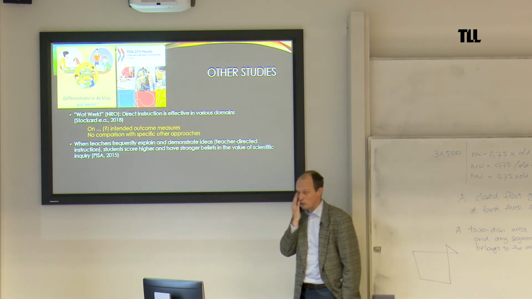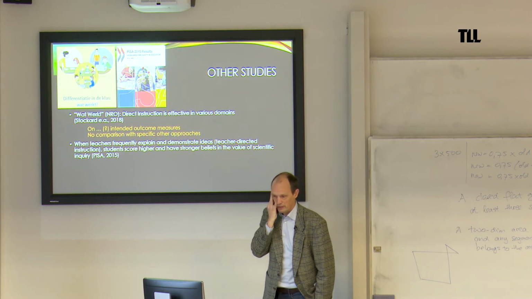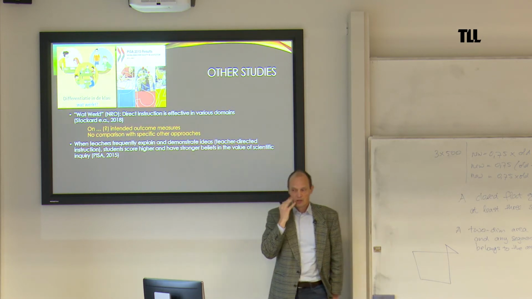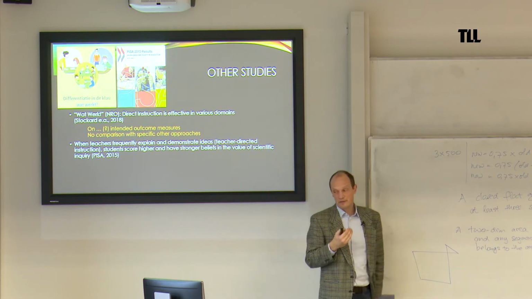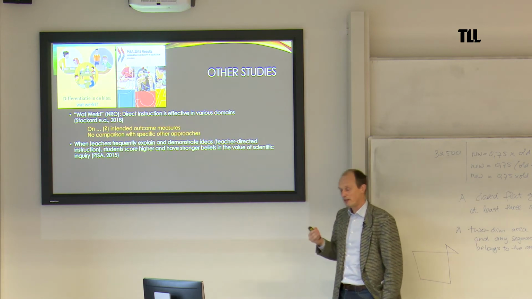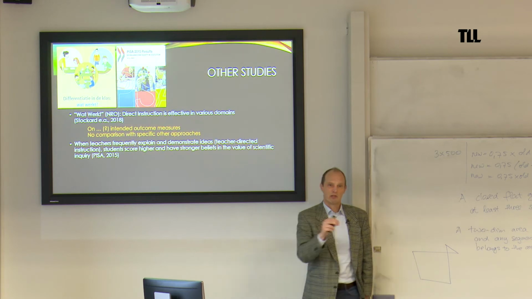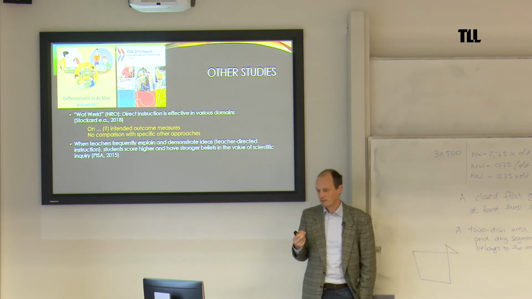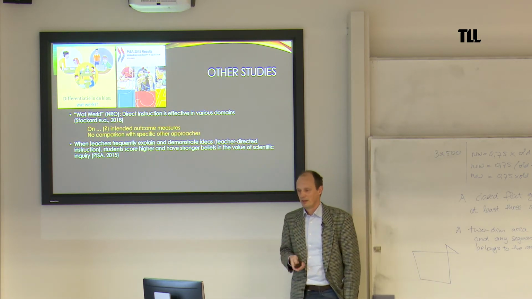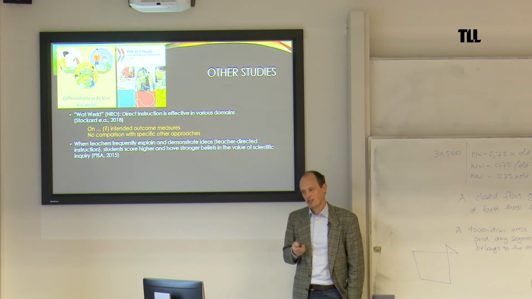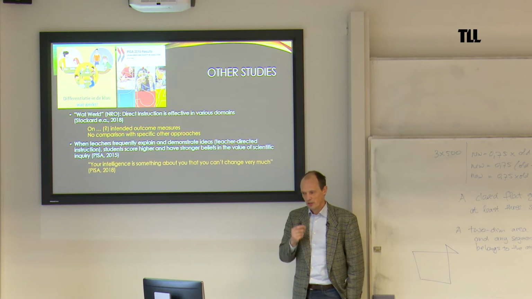I challenge others to read it and to try to find it out, because I couldn't find it. So it seemed as if direct instruction is effective on a kind of intended outcome measure. So when you really teach to that outcome measure, then they perform better. And there was no comparison with specific other domains. So these are a few critiques on that one.